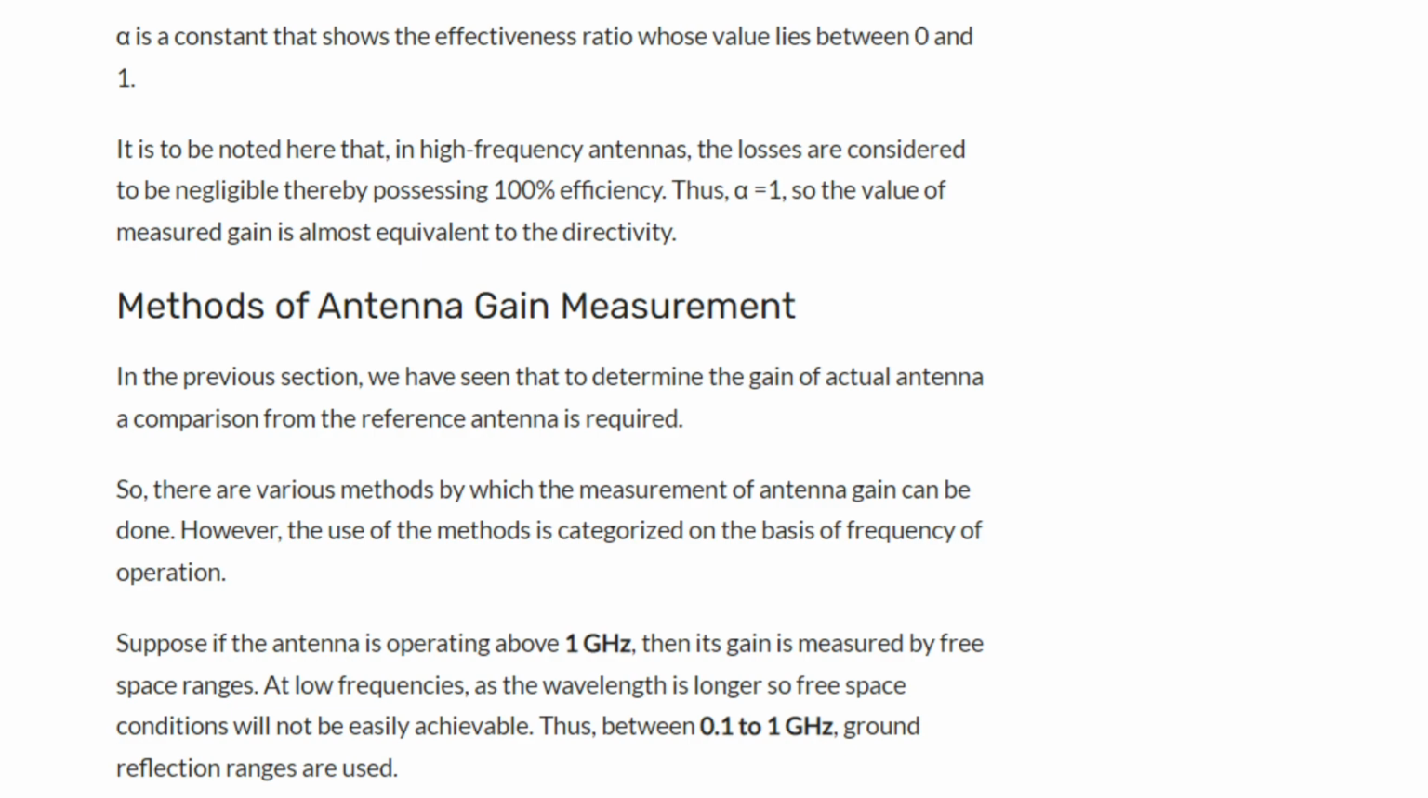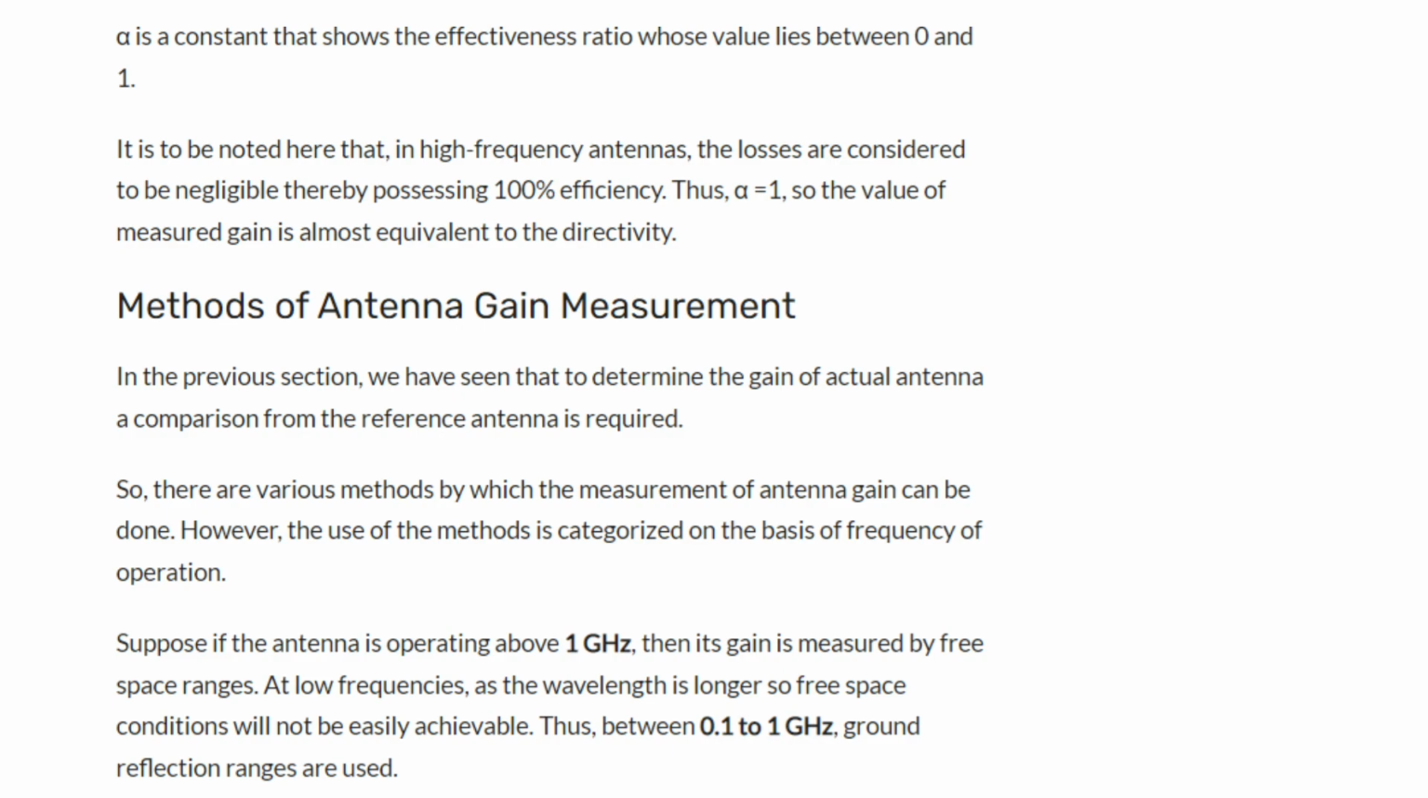Now, methods of antenna gain measurement. In the previous section we have seen that to determine the gain of an actual antenna, a comparison with the reference antenna is required. There are various methods by which the measurement of antenna gain can be done. However, the use of the methods is categorized on the basis of frequency of operation. If the antenna is operating above 1 GHz, then its gain is measured by free space ranges.